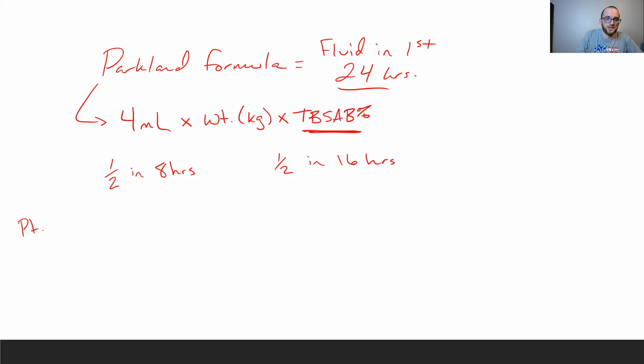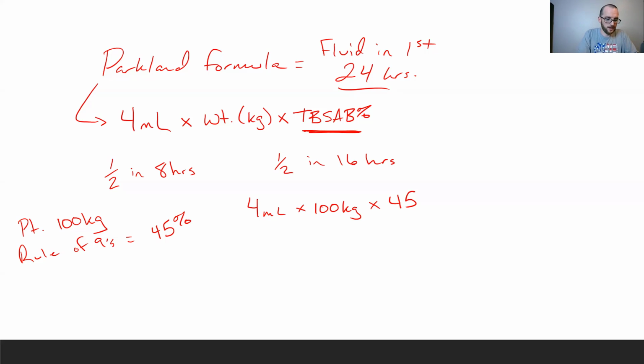So let's say our patient weighs 100 kilograms, so I can do some easier math. And let's say we figured out our rule of 9's, and it said our patient has a total body surface area burned of 45%. So we're going to do 4 milliliters times the weight in kilos times the amount that they were burned, 45. 4 times 100 times 45 is 18,000 milliliters, which is 18 liter bags of saline or lactated Ringer's, just depending on what your protocol is for burn treatment fluid choice.